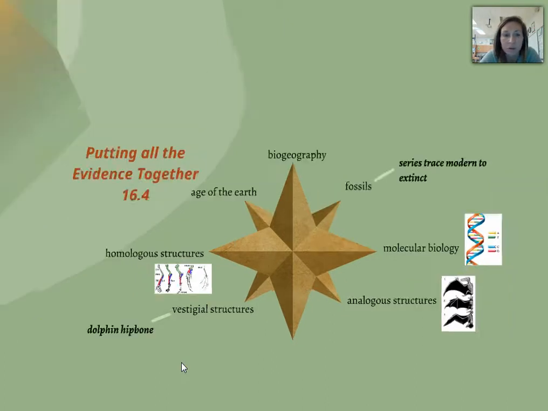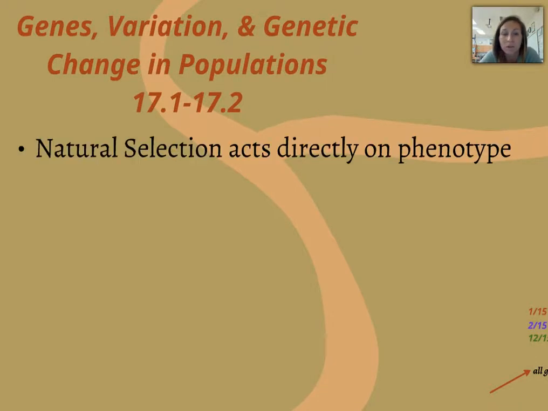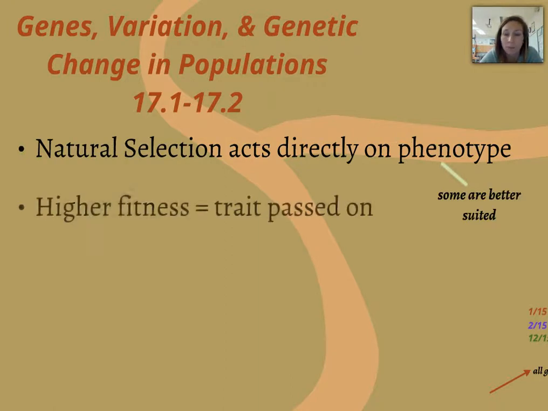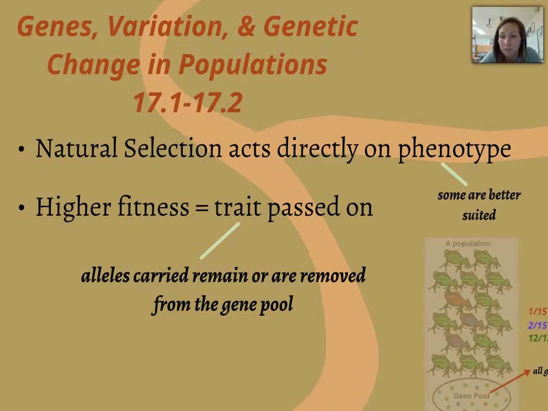Alright, so now that we're done with chapter 16, I'm going to jump you into chapter 17, which takes our knowledge of genetics and our basic understanding of evolution and applies it to populations of organisms. Now, we know that natural selection will act directly on the phenotype, or the outward physical characteristic we can see. Some are better suited than others depending on the environment. If you have a higher level of fitness, your trait is going to be passed on. And if you remember, those traits are controlled by alleles. So alleles that remain are passed on. If those organisms have a low level of fitness, their alleles are going to be removed from the gene pool.